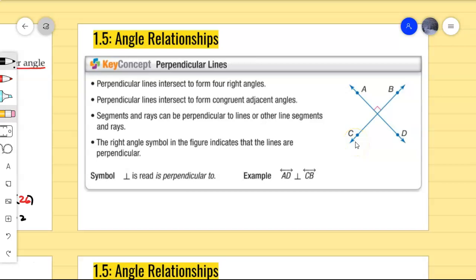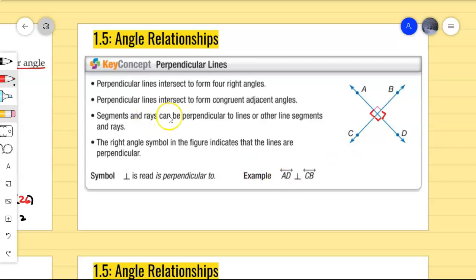Now here's what's interesting. If they are all congruent, and I told you that one of them is 90 degrees, what does that imply about the rest of those angles? That means every single angle is going to be 90 degrees. So two perpendicular lines form that automatically, all right?